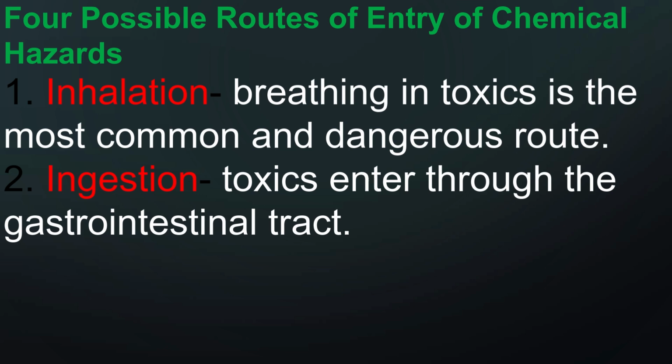Now, let's delve into the 4 possible routes through which chemical hazards can enter our bodies. Understanding these routes is crucial to ensuring our safety. First, inhalation. Breathing in toxic substances is not only the most common route but also the most dangerous. Think about how often we are exposed to vapors, gases, or even dust in various environments.